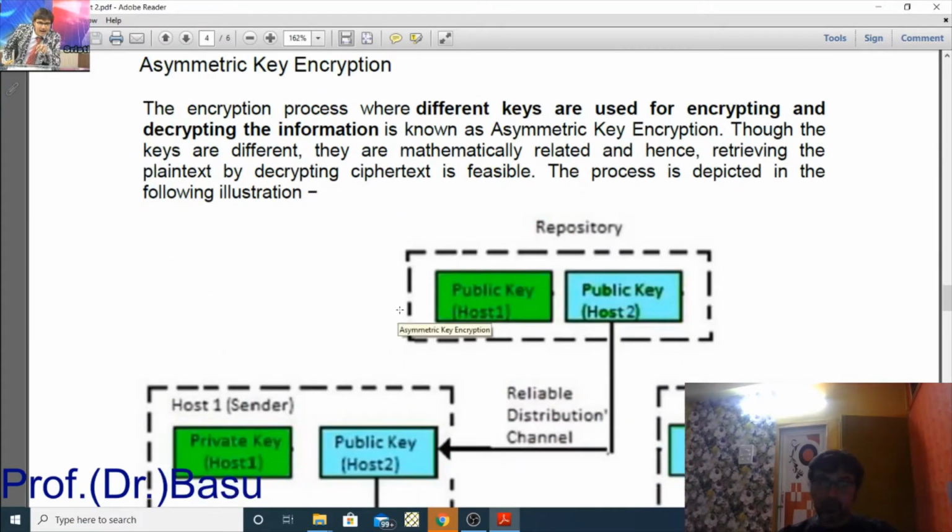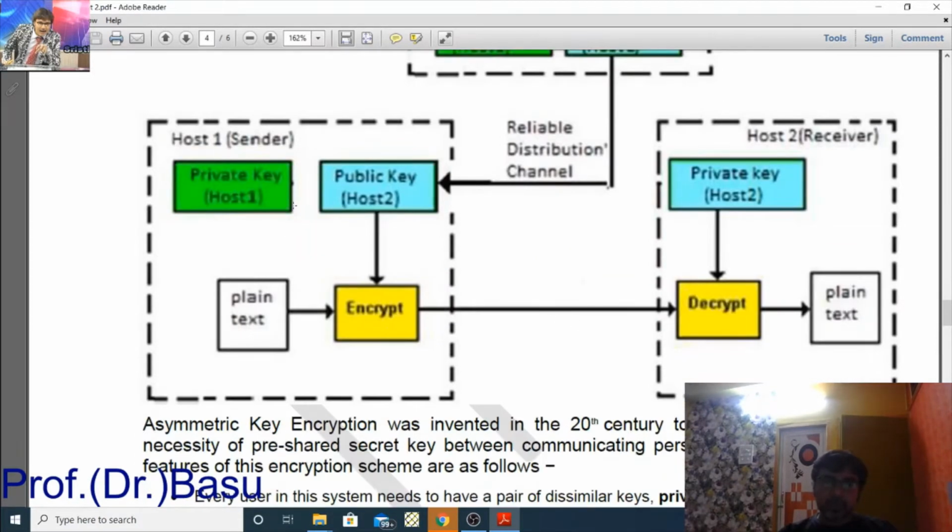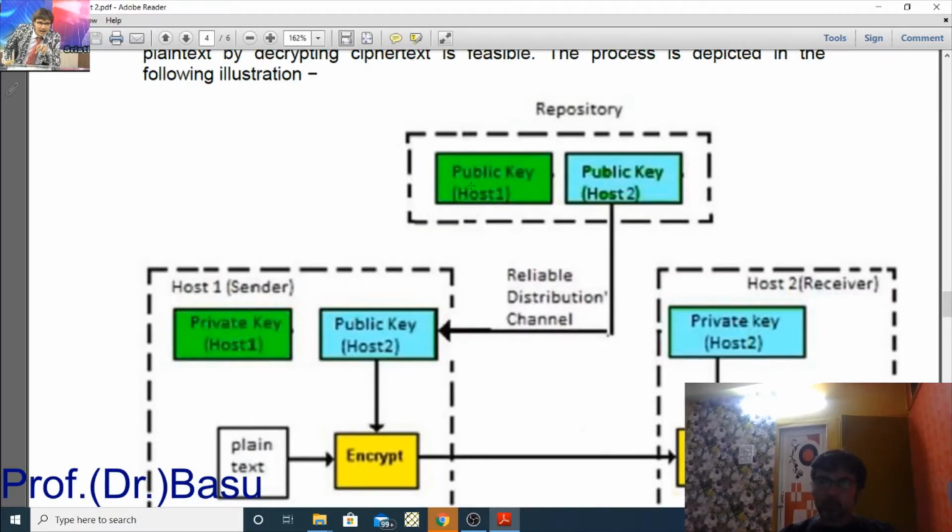Otherwise there is no way out. Okay, now asymmetric key encryption. Just concentrate on this block diagram, very beautifully shown. Here are the sender and receiver, host 1 and host 2, and each of them has two keys. One is a private key, another is a public key. The public keys for host 1 and host 2 are at the disposal of a repository, meaning this key distribution center. We are supposed to purchase the key from this repository body.